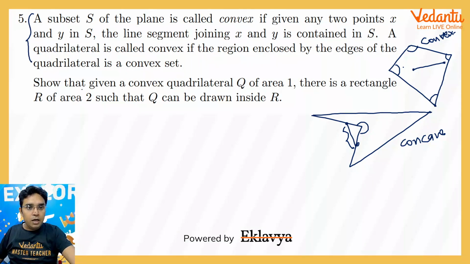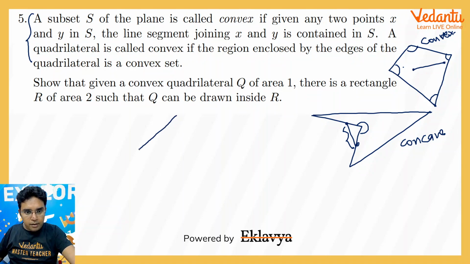Now they are saying, show that given a convex quadrilateral Q of area 1, there is a rectangle R of area 2 such that Q can be drawn inside R. Now I will make 2-3 cases for this. First of all, we should understand that for any quadrilateral, we have at least one angle that is greater than or equal to 90.